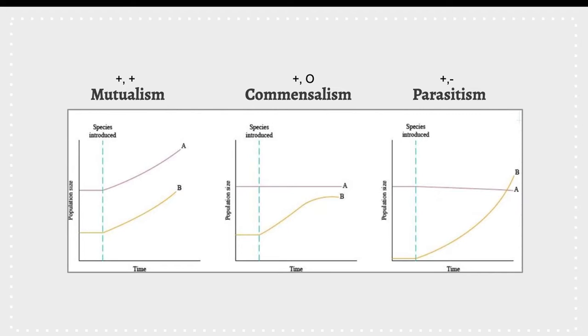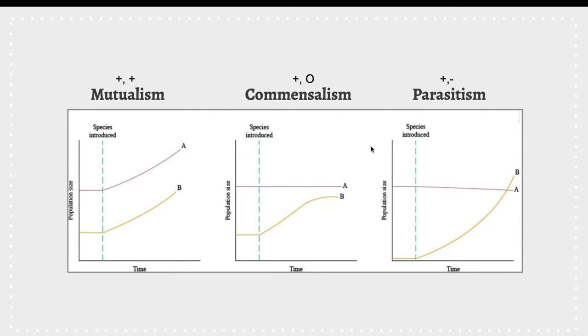And then parasitism, that is the last one, where one species is benefiting and one is having a negative effect. So if they were around each other, this species is benefiting, this species is going down. It's not going down very fast, but it is.